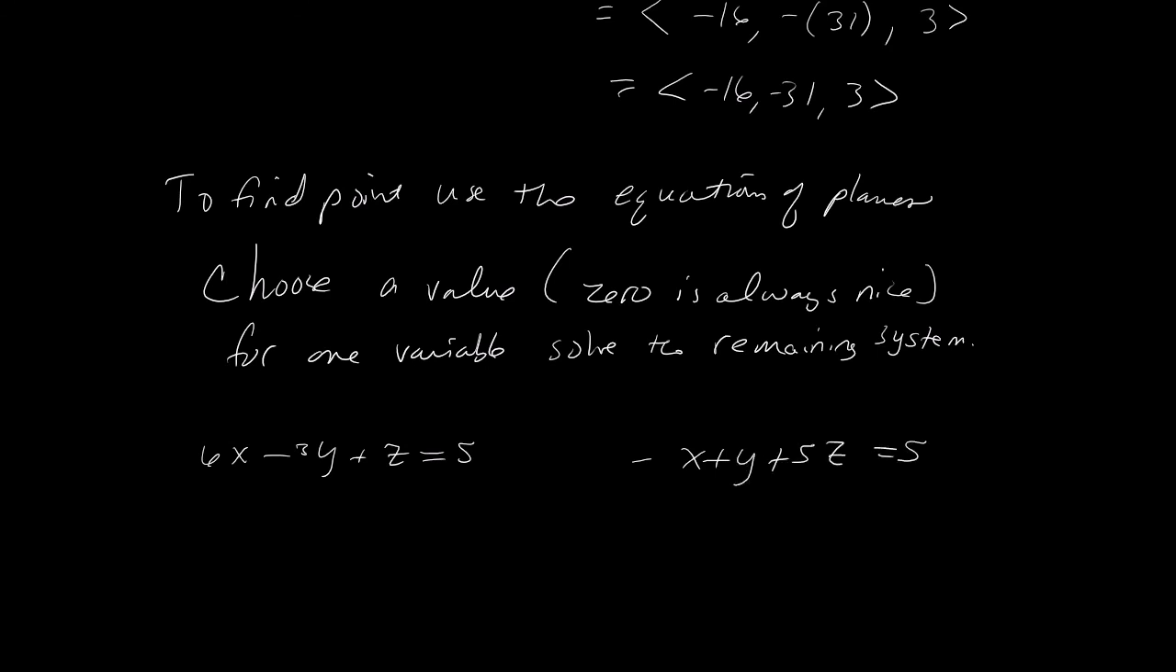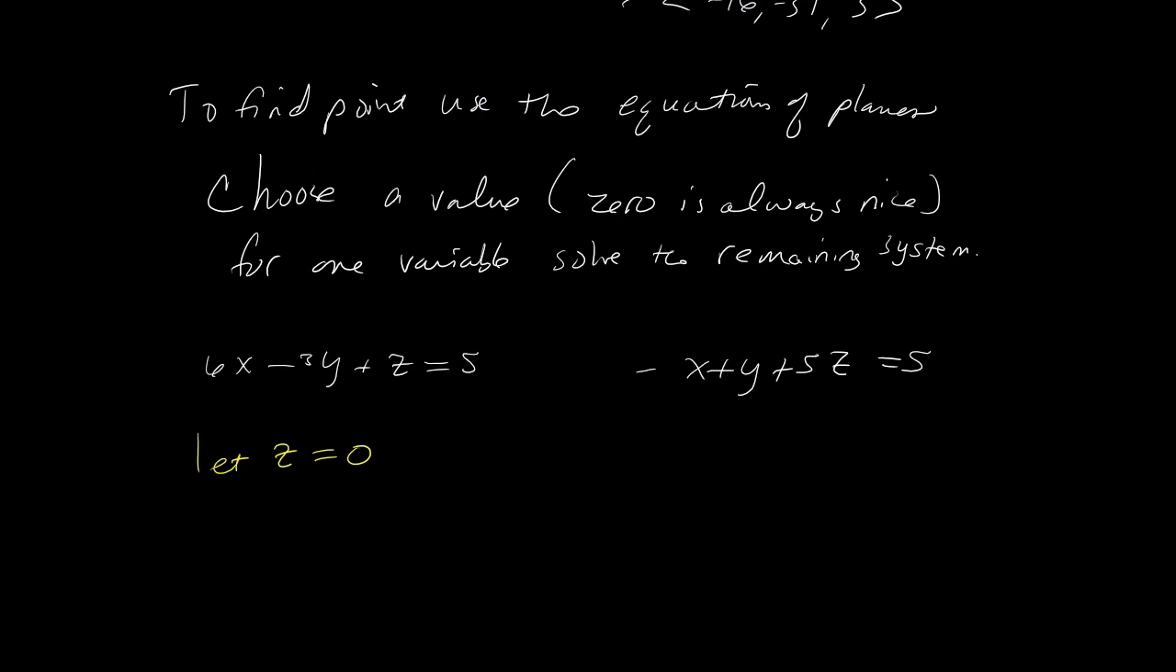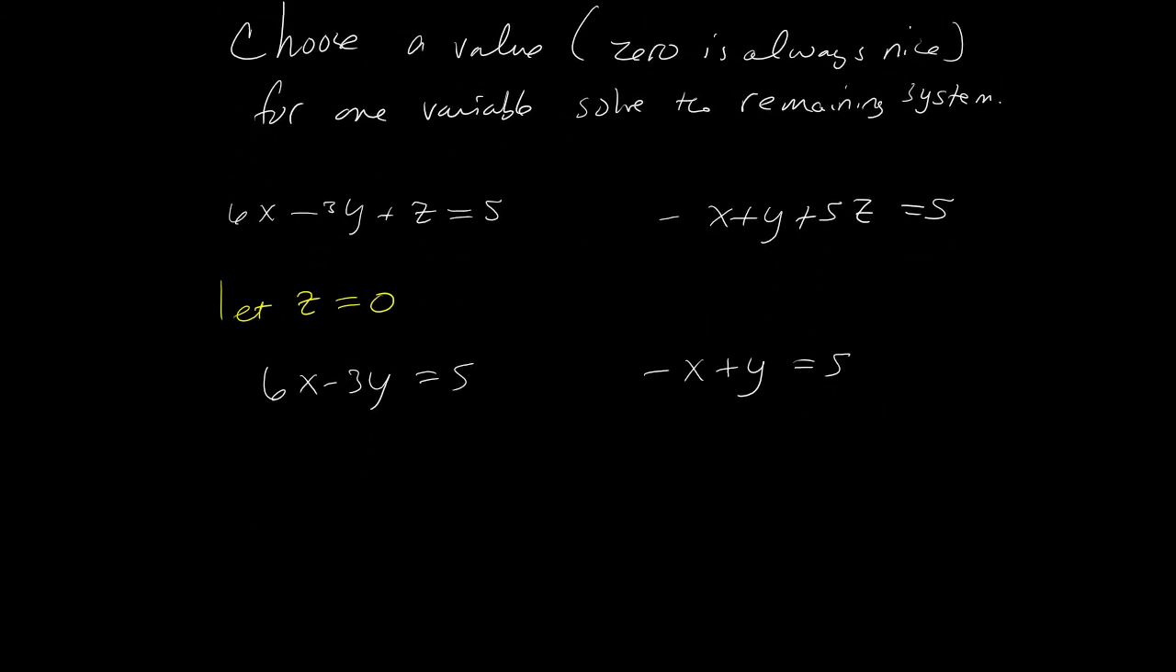All right, so might as well just make z equal to 0. I chose a variable, and I'm going to plug that in. It's completely arbitrary which one I choose. I'm going to choose z, and set that equal to 0. So then what I have is 6x minus 3y is equal to 5, and negative x plus y is equal to 5. Now I have a system of two equations in two variables that I can solve. So let's find the solution.